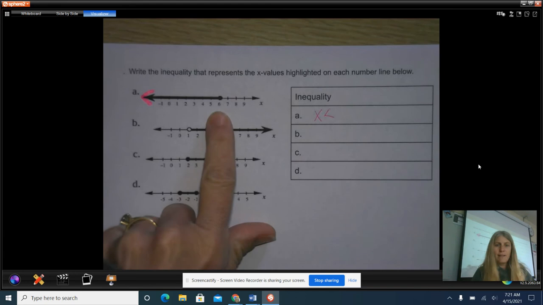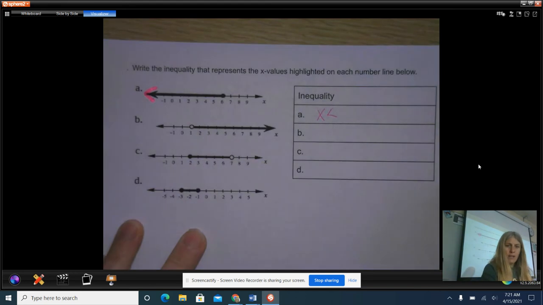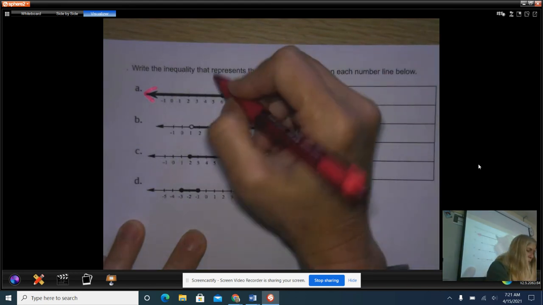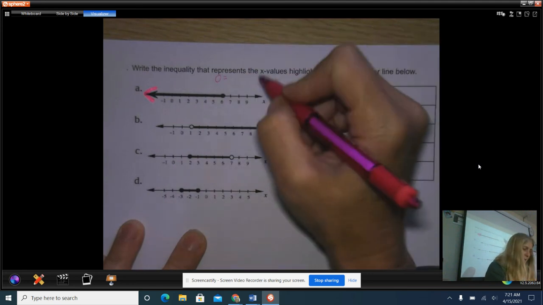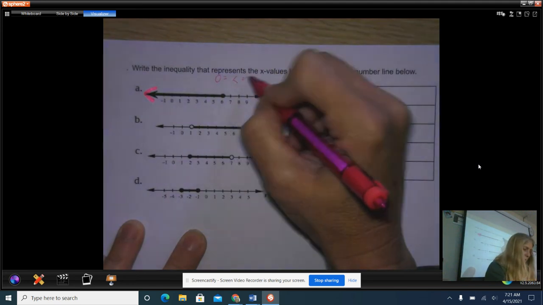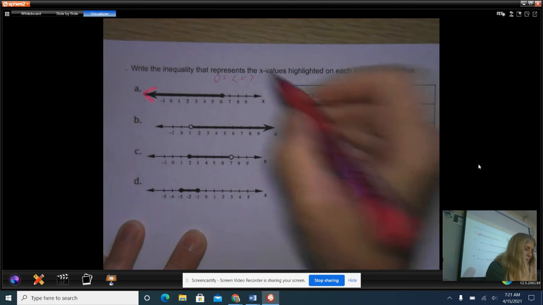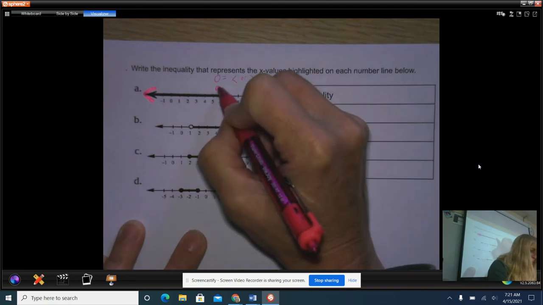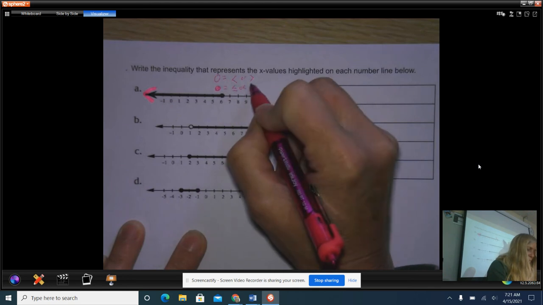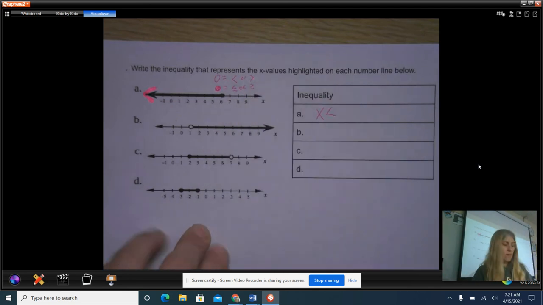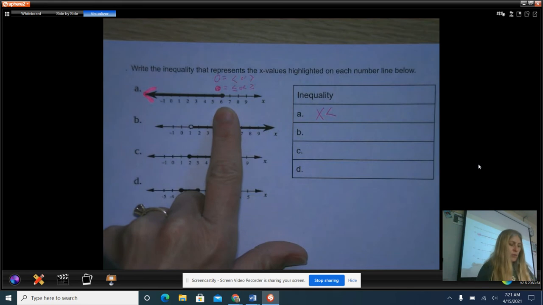I then take a look at the dot. Now, if my dot is an open circle, then I'm going to keep it as is. It's either less than or greater than. However, if my dot is a closed circle, then I'm going to include that equal sign underneath. So it's going to be less than or equal to, and greater than or equal to. So this is a closed circle.